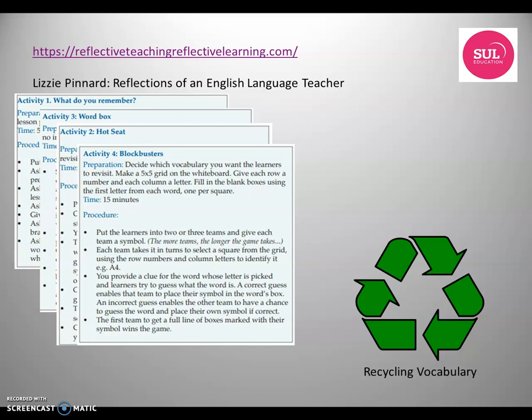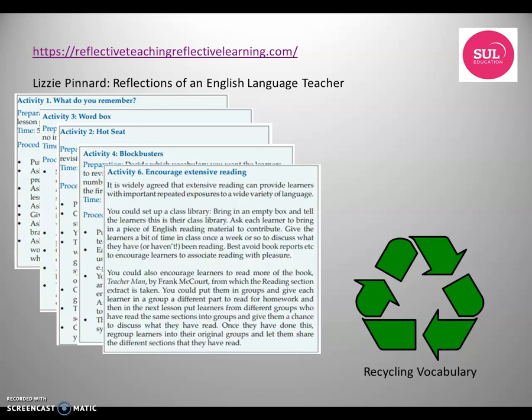You can play Blockbusters. Do you remember this quiz from the 1980s? I think it's back on TV now, isn't it? Divide the whiteboard up into a 5x5 grid. Students into teams, and they say that they want a particular letter. That letter is the first letter of the word they're trying to guess. You give the definition of the word. They have to say the word or spell the word, and they win that square. And they move from one side of the grid to the other.